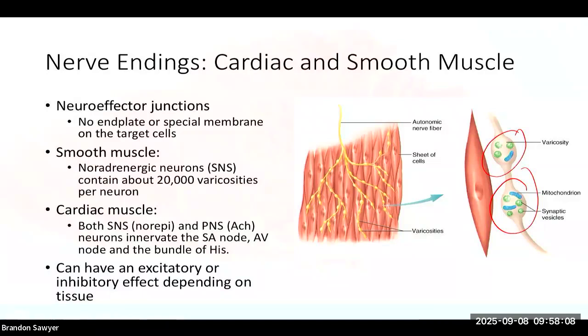Yeah, cardiac muscle, we have both sympathetic and parasympathetic activation all throughout for the most part. Depending on the tissue we're talking about, this release of neurotransmitters can be excitatory or inhibitory, right? So we can cause relaxation of the smooth muscle or contraction depending on where we're talking about. Same thing with the cardiac muscle, depending on which neurotransmitter is released.